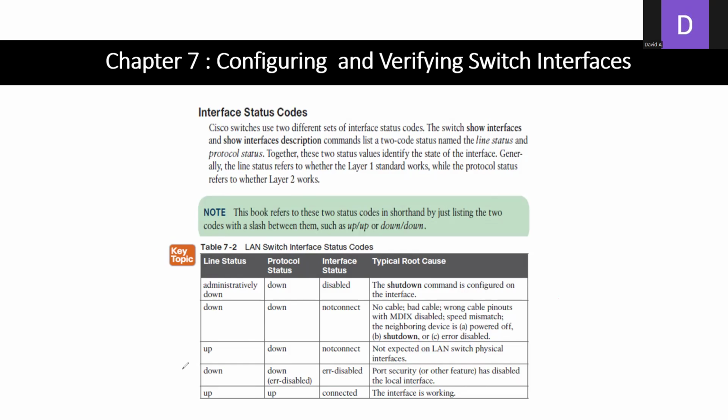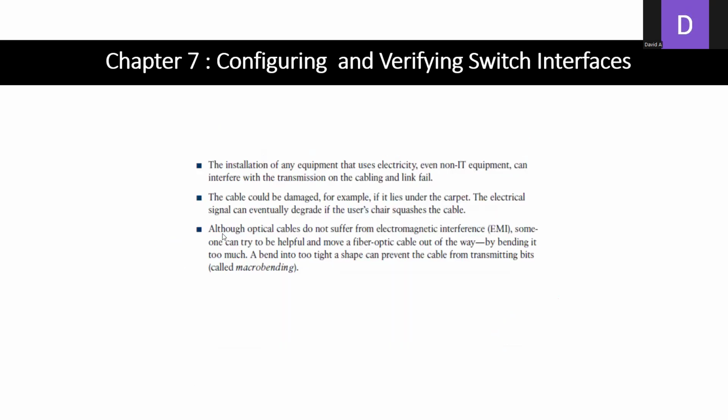And last but not least, the final row, row five: we got up, we got connected. This is what we like to see, and the typical root cause is the interface is working. Hopefully that made sense. I do want to talk about something here.